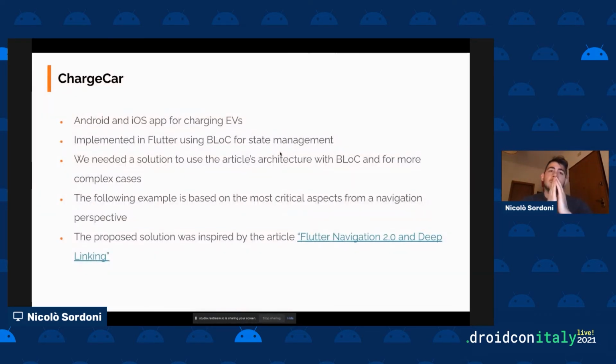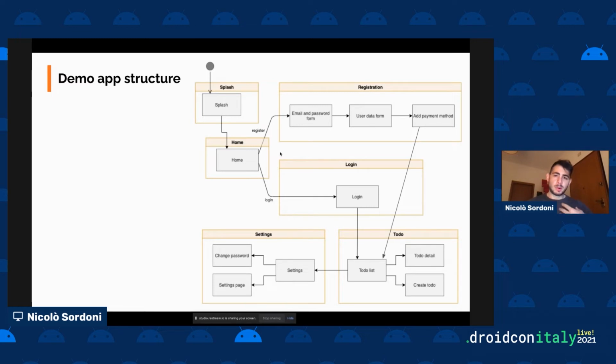So in order to solve this problem, in the Charge Car project, which is an Android and iOS app used for charging electric vehicles, we decided to study a more structured approach, which we implemented in Flutter, obviously, otherwise I won't be here, using the Bloc library for state management. So we studied different approaches for merging these things together, and we created our own approach in order to have a structured way to manage location inside Flutter.